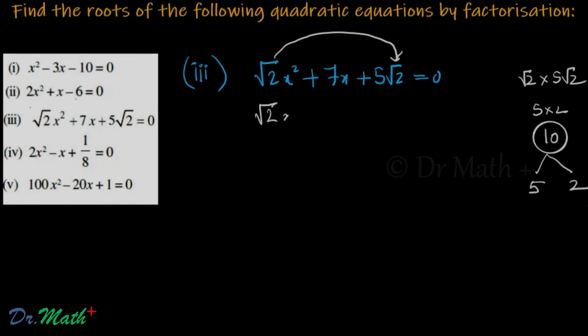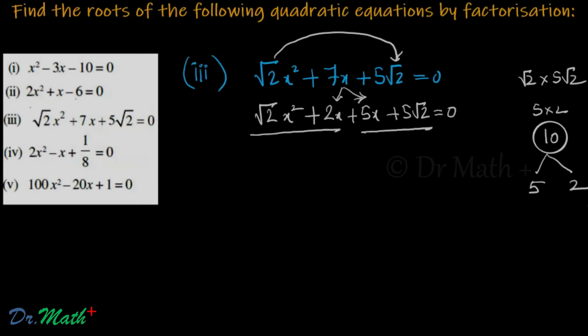So I can write the given equation as root 2x square plus 2x plus 5x plus 5 root 2 equals 0. You can very clearly see that 7x is split into two parts, that is 2x and 5x. 2x plus 5x will give you 7x. So there are totally 4 terms now. Let me make a group of first 2 terms and one more group of last 2 terms.